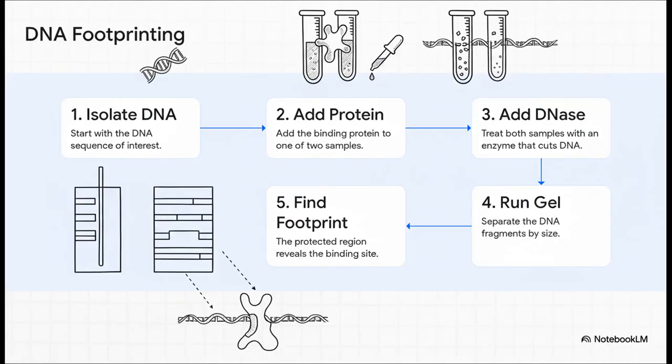And here's how it works. It's pretty ingenious. You take 2 samples of your DNA, and to one, you add the protein you think is binding. Then you add an enzyme that just randomly chops up DNA. Now here's the trick. Wherever your protein is sitting, it acts like a little shield, and the DNA can't get cut there. So when you look at the results on a gel, the control lane is a full ladder of DNA fragments, but the sample with the protein has a gap, a footprint, right where the protein was sitting. It literally shows you where it was.